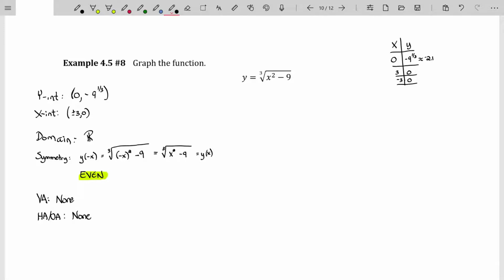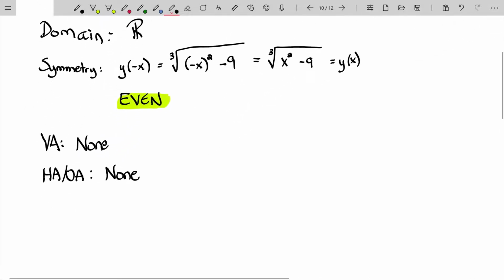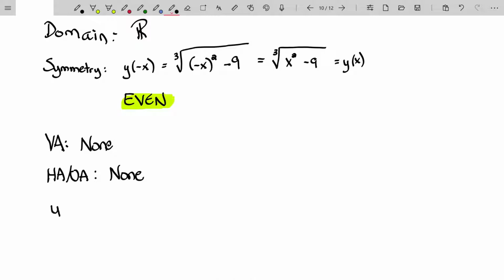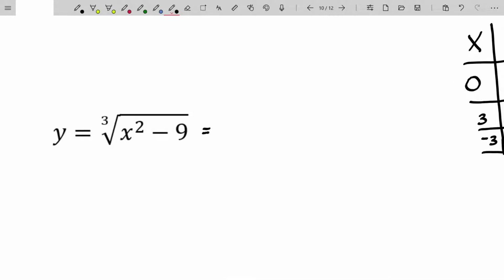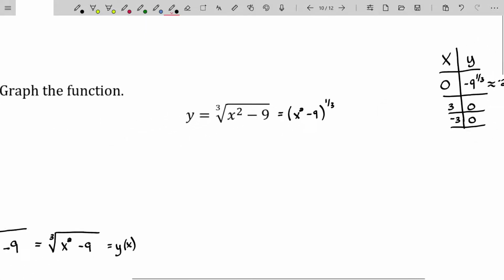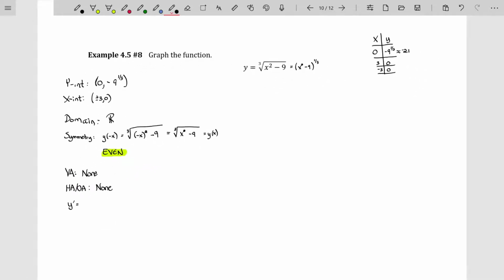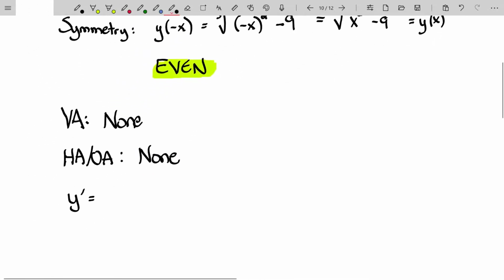Now we step into calculus. Let's take our first derivative, y prime. Well, I dislike radicals, so I'm going to rewrite this as x squared minus 9 to the 1/3 power. Taking the derivative of that, I will get 1/3 of that x squared minus 9.